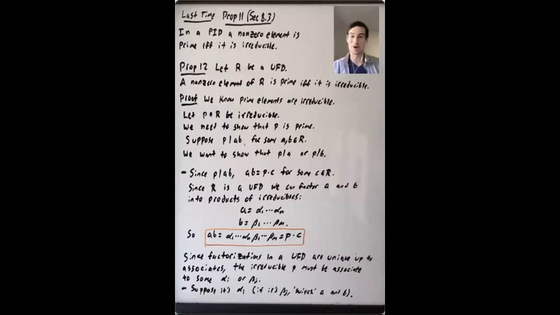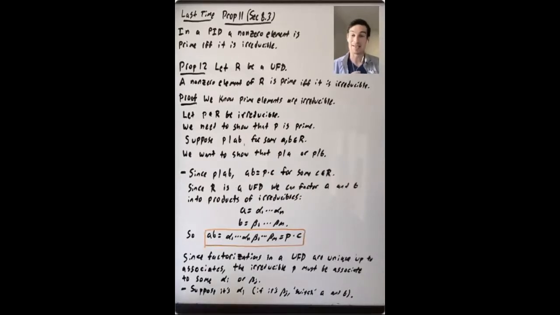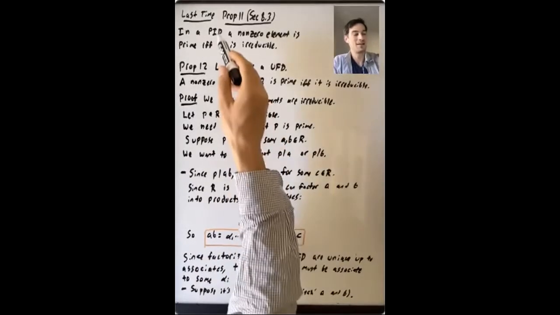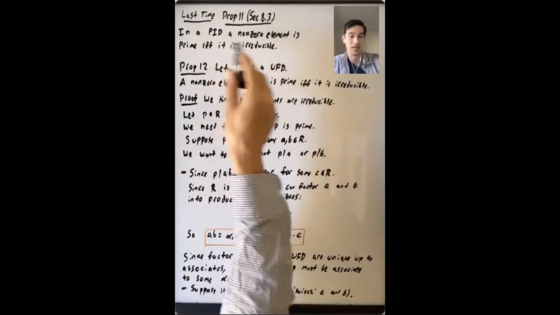We'll start this video by recalling something that we proved last time, proposition 11 in section 8.3. That is, in a PID, a non-zero element is prime if and only if it is irreducible. And we're going to take this result and adapt it to apply to a UFD instead of a PID. This is significant because, as we just said with the examples, every PID is a UFD, but not every UFD is a PID. So proving the analogous statement for UFDs includes more examples than PIDs.